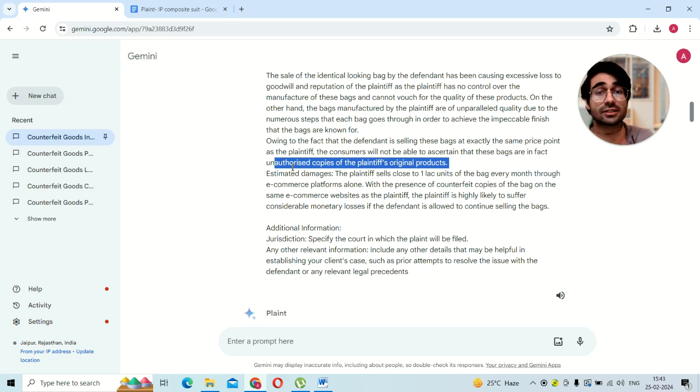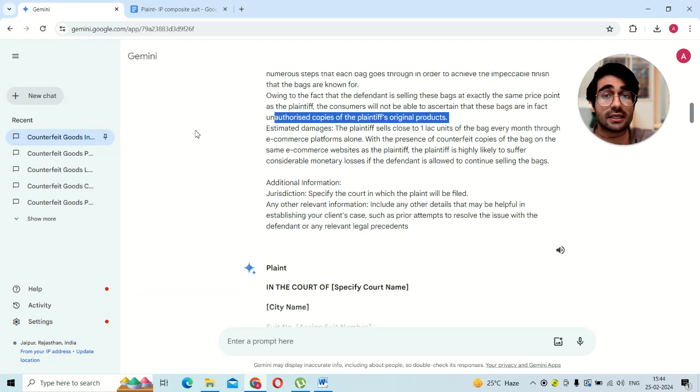So to do away with that, I have over here stated that these are actually being sold at the same price point, which again makes it further more difficult for anybody buying these products to understand that they are not coming from the original source, right? So that is something that I have provided.